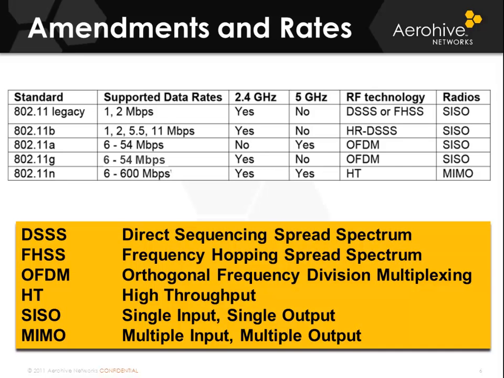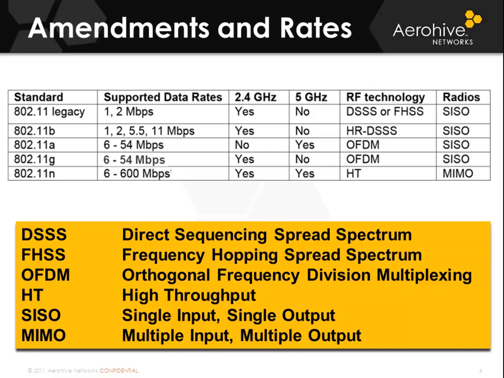802.11b enhanced that and is called high rate direct sequence spread spectrum, still working in 2.4 gigahertz, but introducing the data rates of 5.5 and 11 megabits. I know that by today's standards, 5.5 and 11 megabits are not deemed to be high rates, but when you compare them to the 1 and 2 megabits offered by legacy 802.11, they were several times faster.